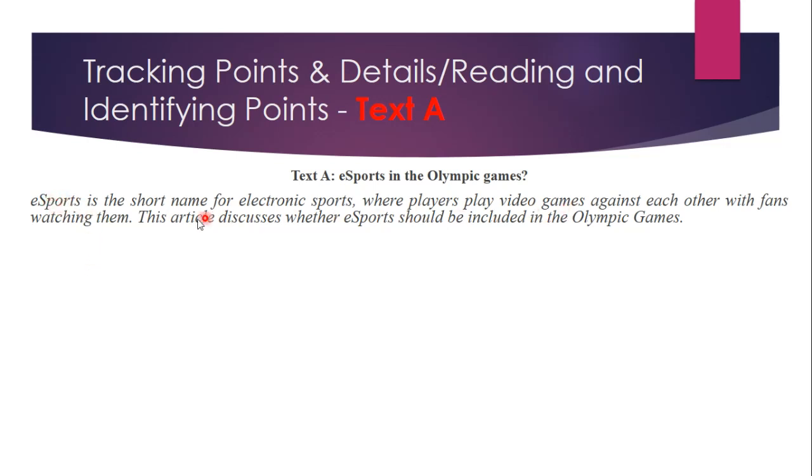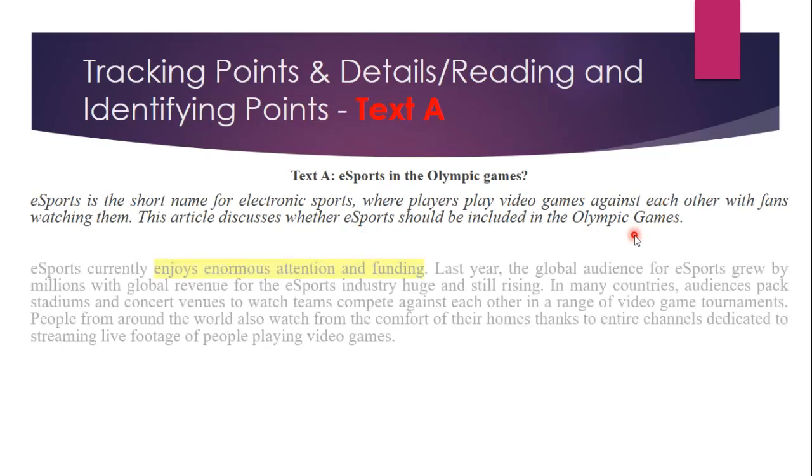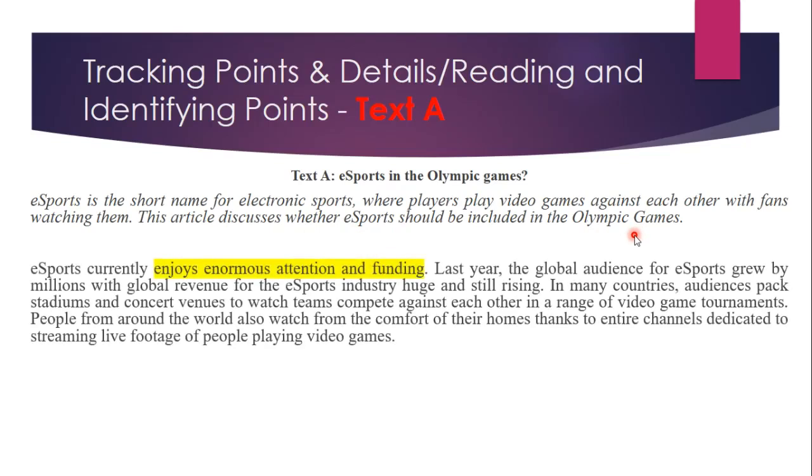The first line is of course the blurb. The blurb is going to tell you what is going to happen in the article that you're going to read. Esports is the short name for electronic sports where players play video games against each other with fans watching them. The article discusses whether esports should be included in the Olympic Games. I'm not going to read the entire text, rather I've already highlighted it for you. I have highlighted the positive points with yellow and the negative with red.